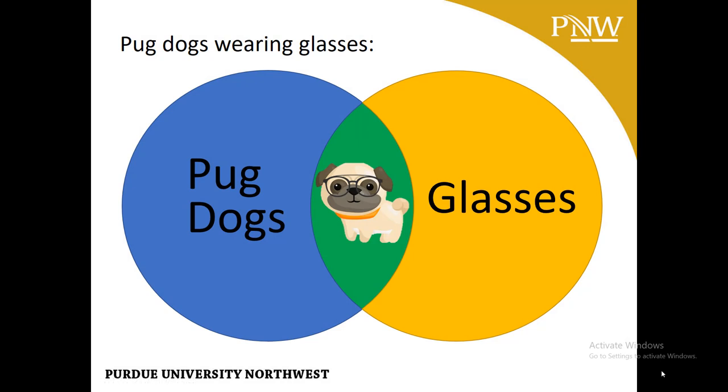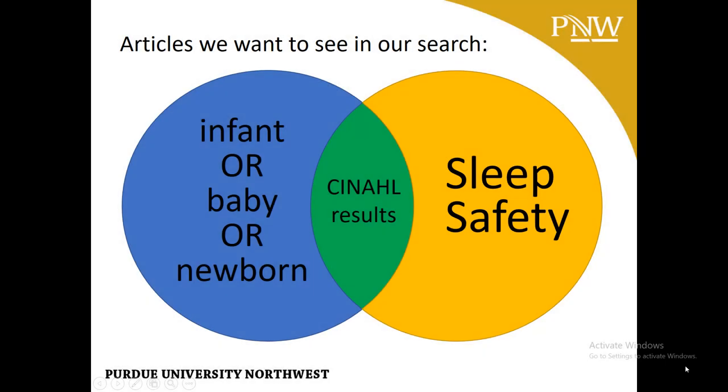Centuries ago, way back in middle school math class, you probably had a unit where they showed you those Venn diagrams to help understand the idea of intersection. That's what Boolean logic is really about. We're using AND to tell the database to look for the intersection of those two concepts.